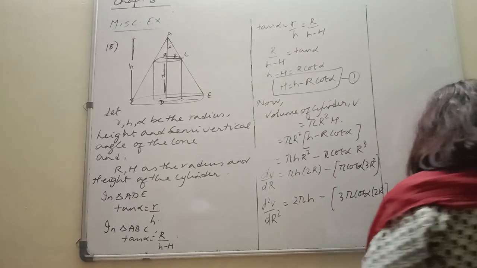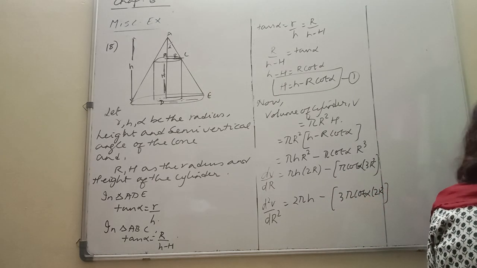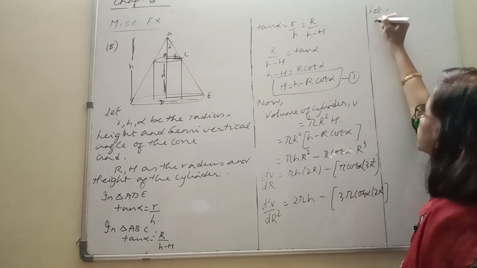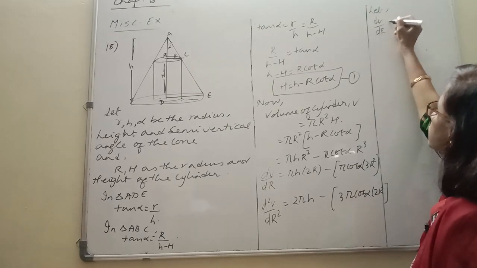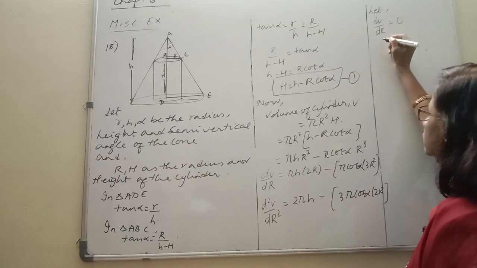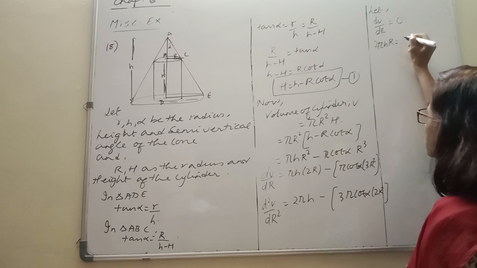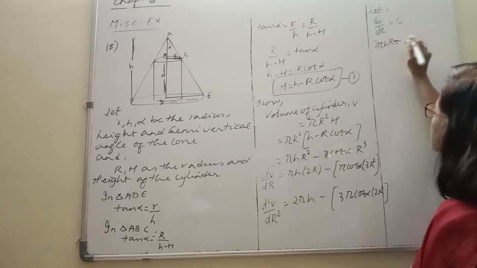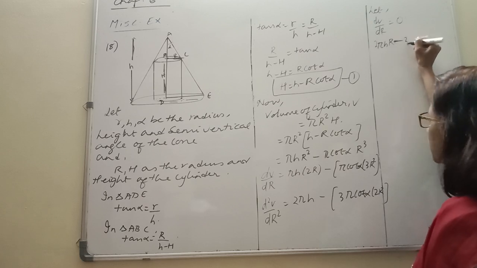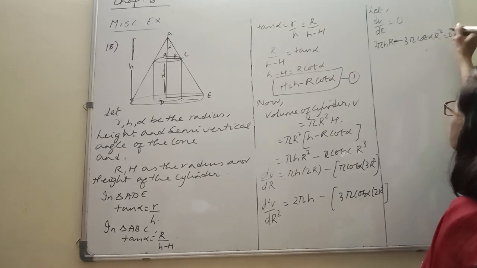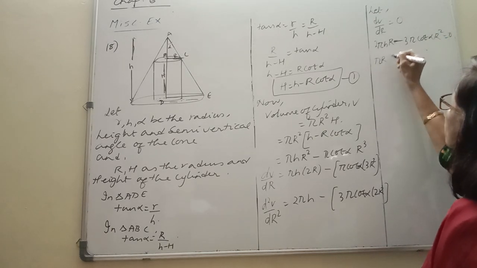Now in order to get the critical point, let dV/dr be equal to 0. So that will make 2 pi h r equal to minus 3 pi cot alpha r squared equal to 0, where you can have the pi and r common.